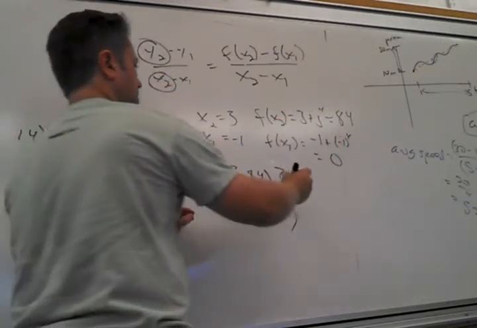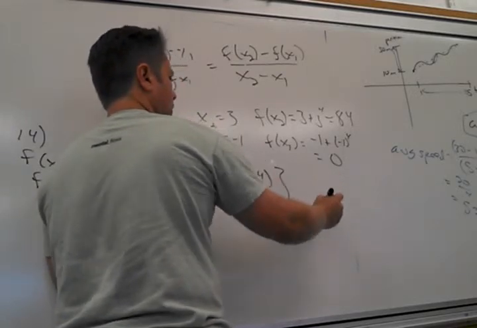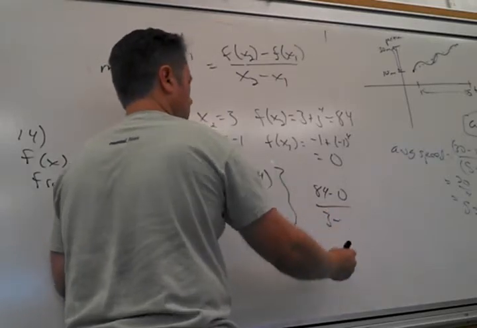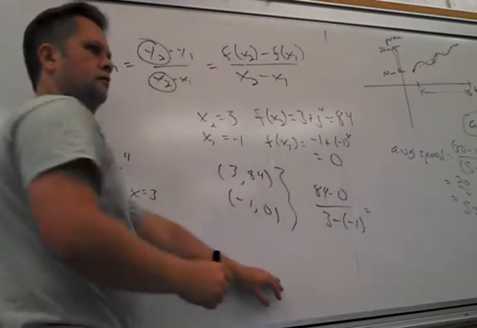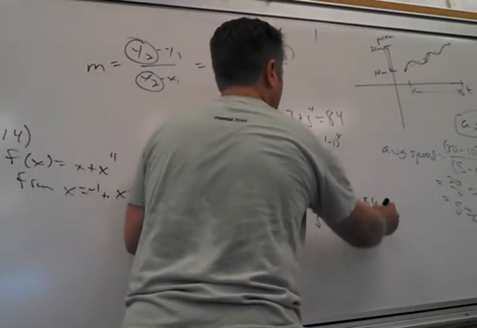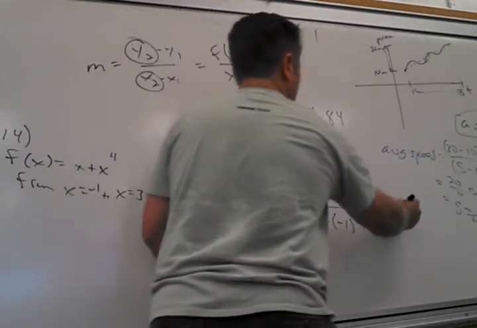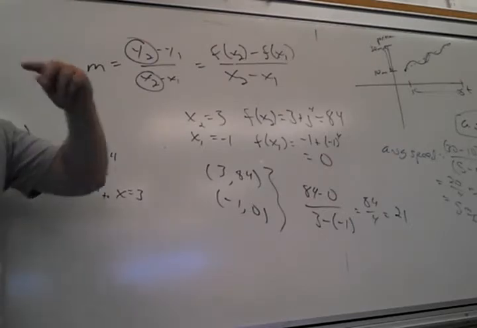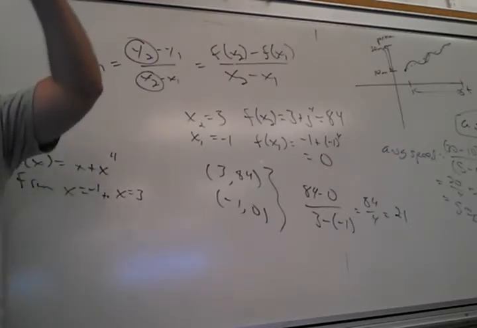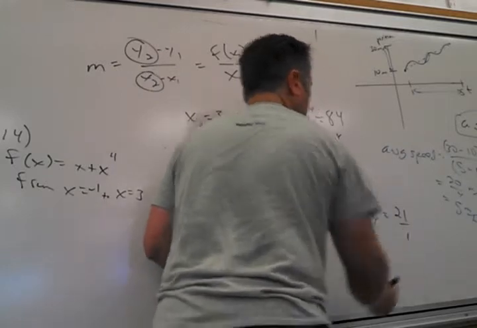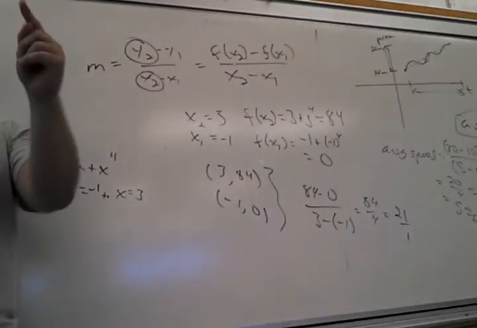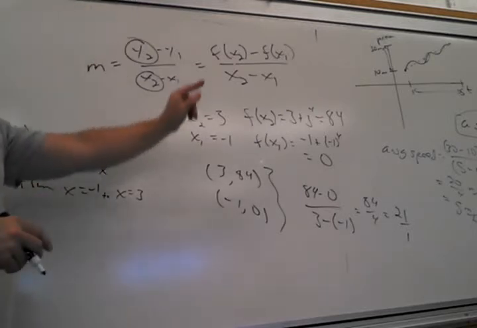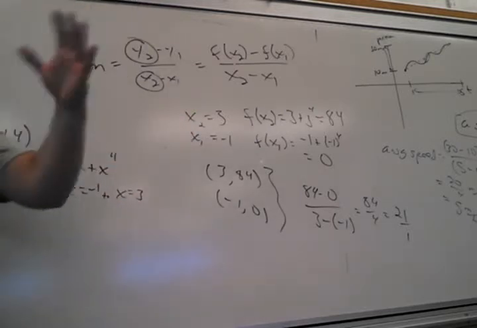All right, so how do you set that up? 84 minus 0 over 3 minus -1. So you get 84 over 4, which is 21. So this function, on average, the y's change by 21 while the x changes by 1. Every step of 1 in x is a y increase of 21. That's what that means, in between 3 and -1.